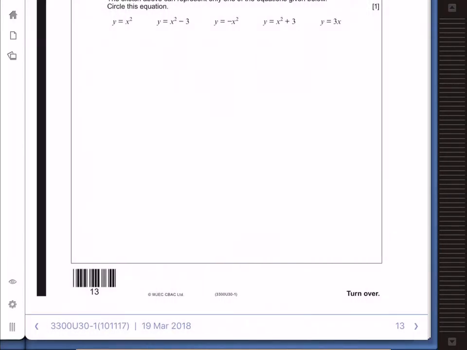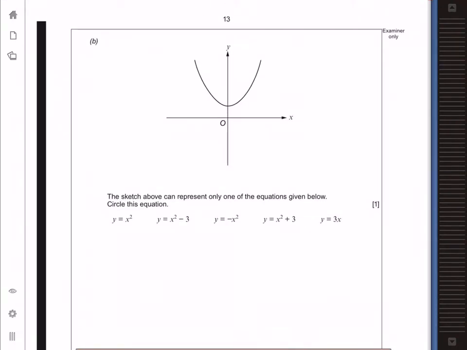So the next part of the question then is part B, and we've got a graph, and it says the sketch above can represent only one of the equations given below. Circle this equation. Well, what we do know is that an x squared graph, y equals x squared, looks like this. And if it's a negative x squared, it turns upside down. So it can't be this one, and it definitely is not that one. It's going up above the 0, so we're probably going to be a +3, so the answer to the question will be y equals x squared plus 3.